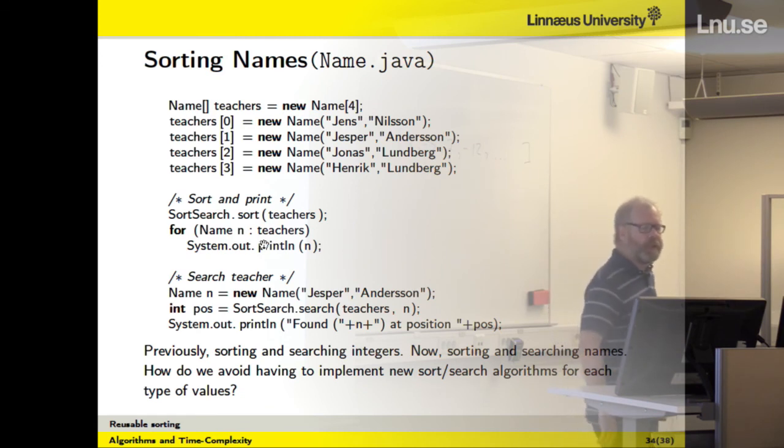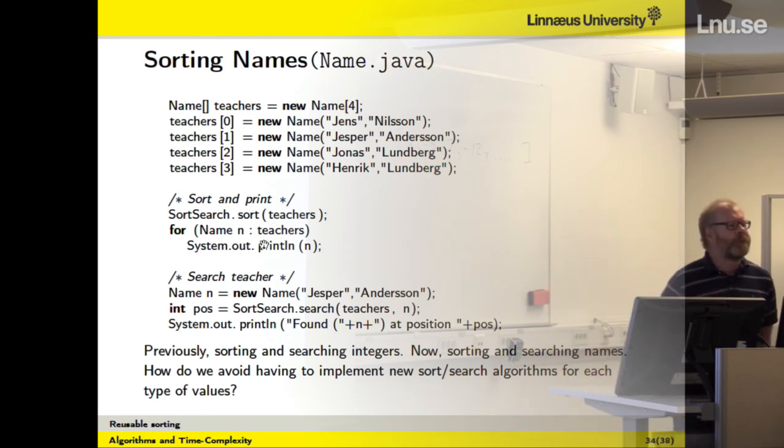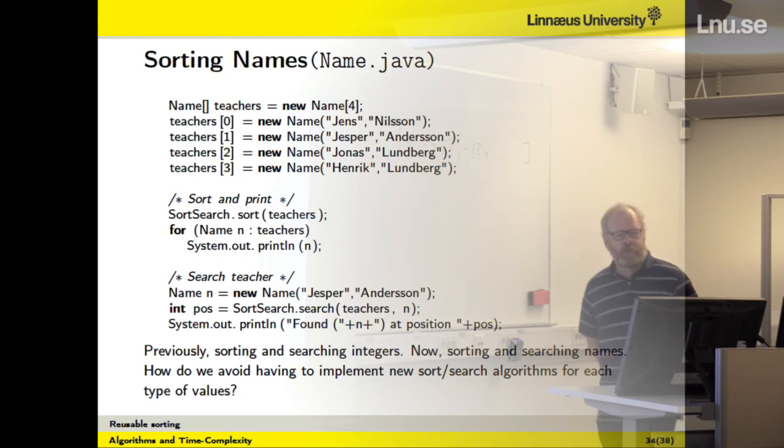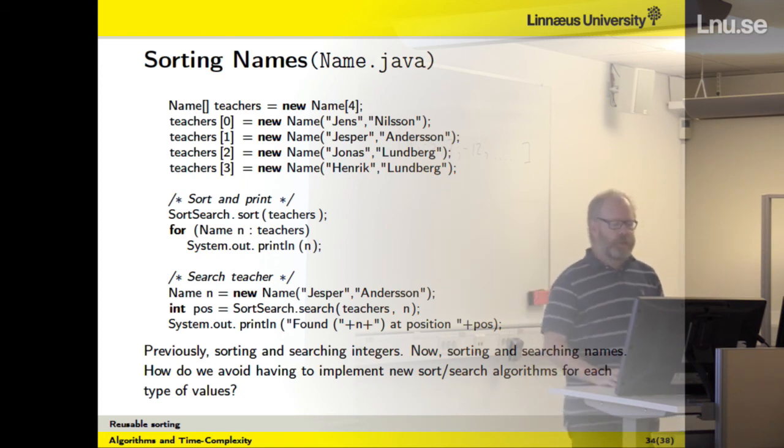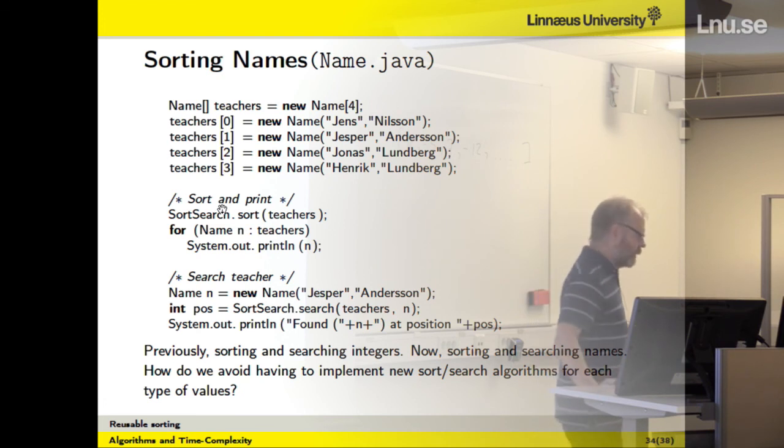How about sorting names? We have sorted integers all the time today. I have created a class Name and I'm adding a number of names to it here. Jens Nilsson, Jesper Andersson, 4 names, and I add them to this array, and I would like to sort them. How should you do it?